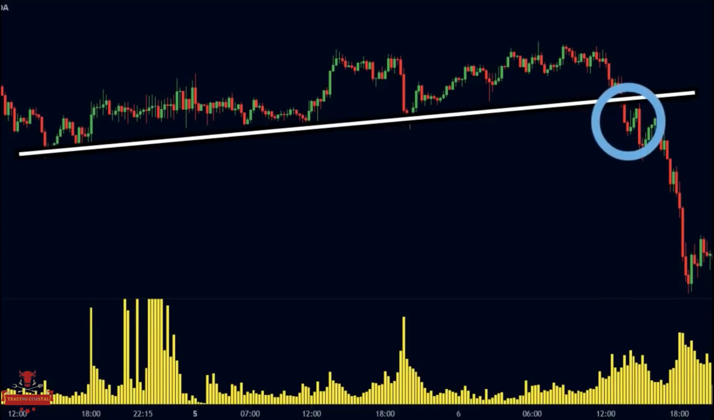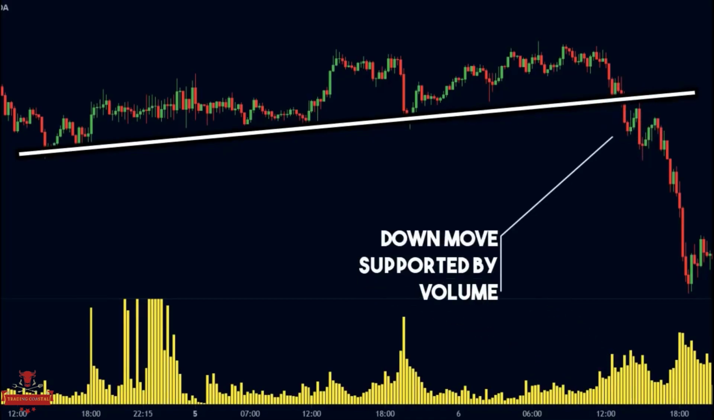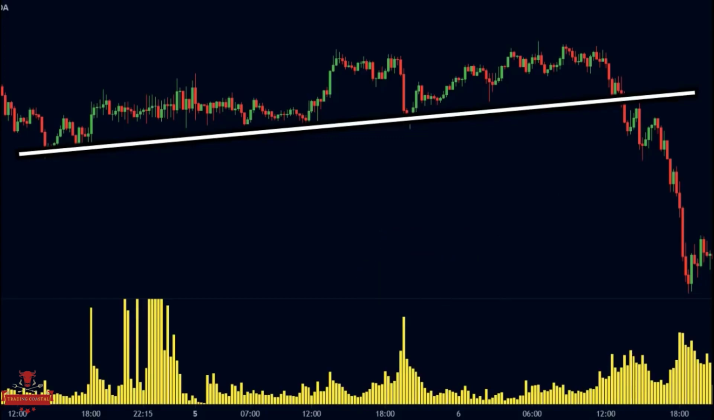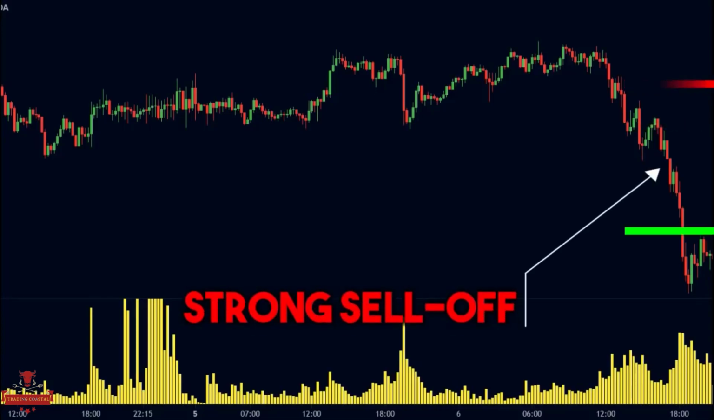Here is the breakout. Here we see that this candle closes below the trend line. Look at the volume on this candle. As we can see, the volume is rising as the price breaks the trend line. This is a clear sign that the down move is being supported by the volume. Therefore, we sell the pair here. We will keep our stops above the trend line, and we will keep our targets at 2:1 risk to reward ratio. As you can see, the price sees a strong sell-off after our entry.